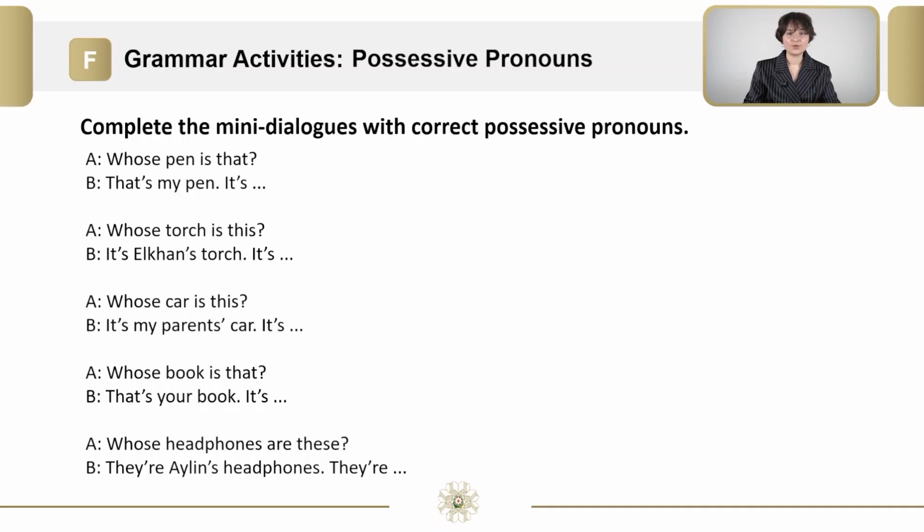Welcome back. It is time to check your answers. Whose pen is that? That is my pen. It is mine. Whose torch is this? It is Elhan's torch. It is his. Whose car is this? It is my parents' car. It is theirs. Whose book is that? That is your book. It is yours. Whose headphones are these? They are Eileen's headphones. They are hers. Well done.